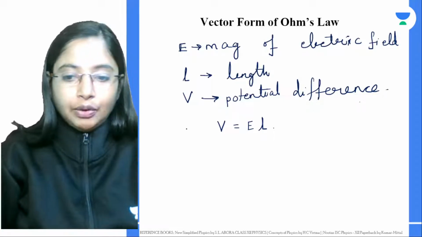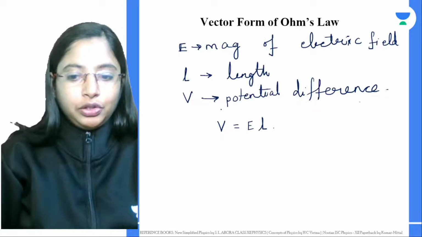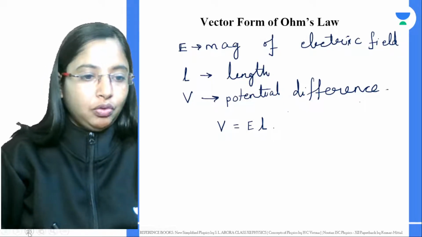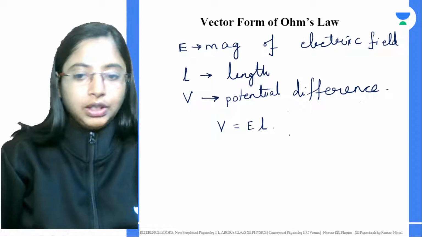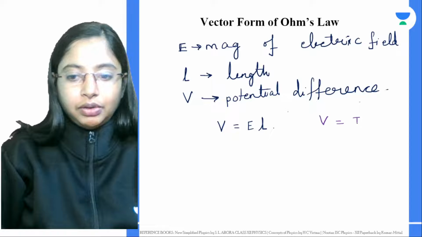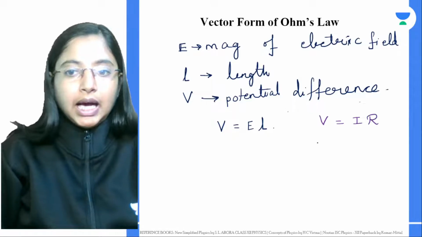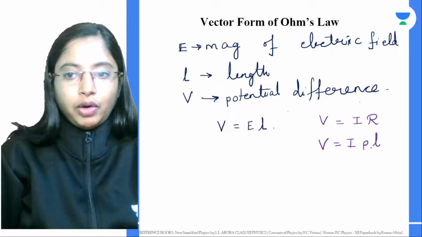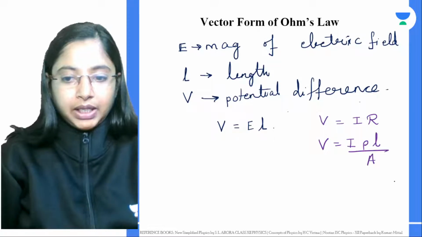Now from Ohm's law, this is one part. From another part, we know Ohm's law: V is equal to IR. For R, we just derived that R can be given as rho L by A.